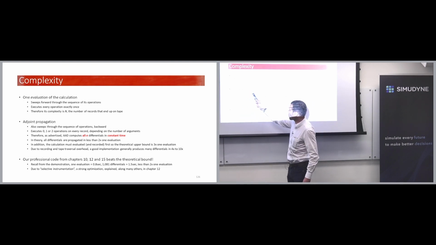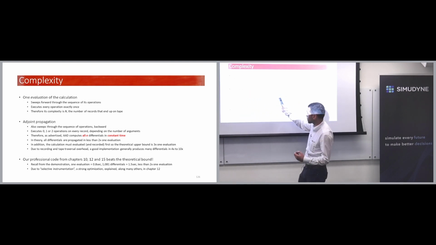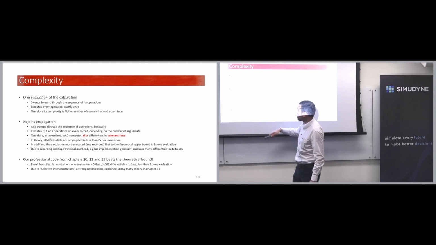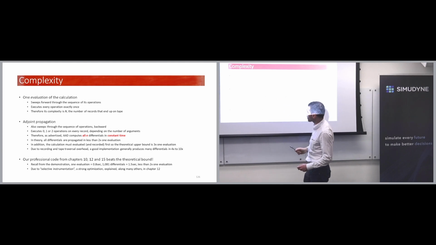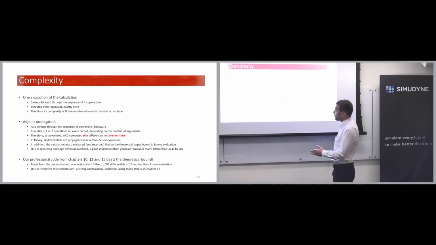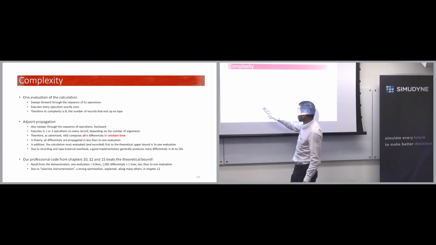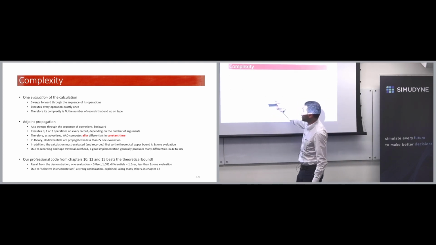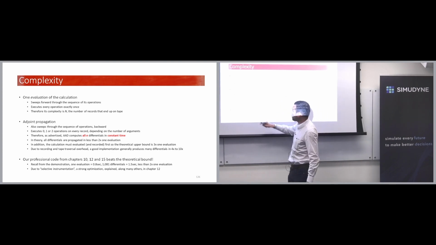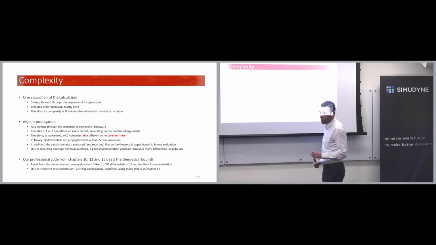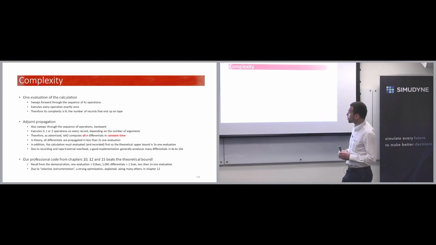It also sweeps through the sequence of operations, but backwards. And on each node, it executes either 0, 1, or 2 operations, depending on the number of arguments. Therefore, as advertised, the AAD calculates all n differentials in constant time, and in theory, all differentials are propagated in less than 2 times one evaluation, right? The worst case would be that every operation has 2 arguments. Therefore, for every operation in the forward propagation, you do 2 operations in the backward propagation.